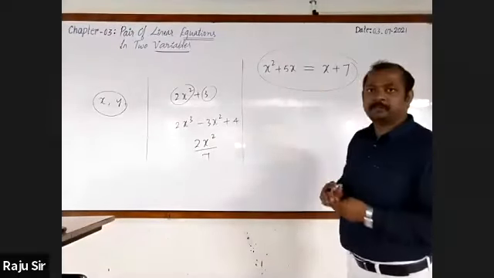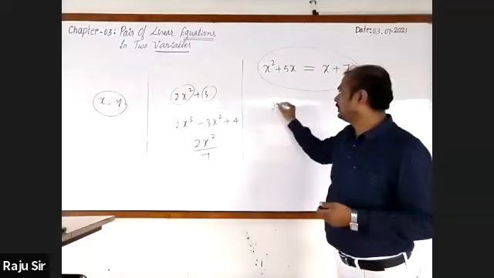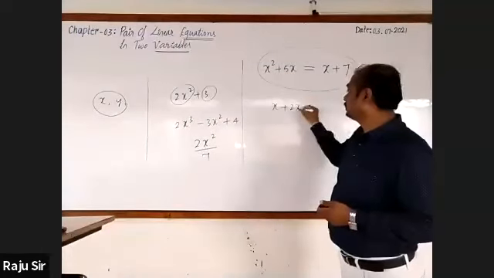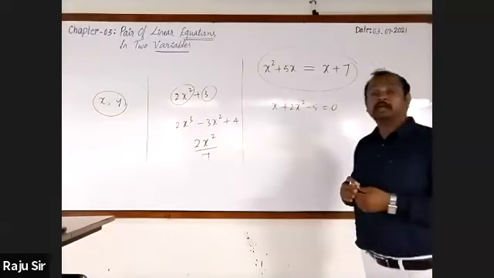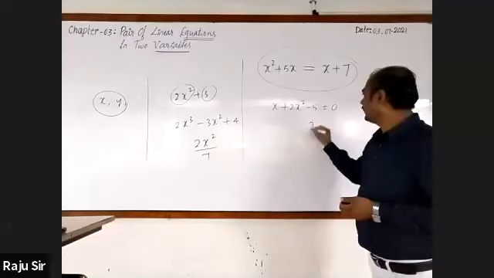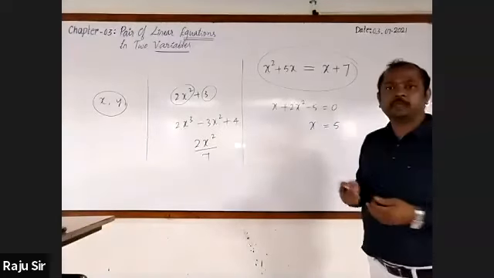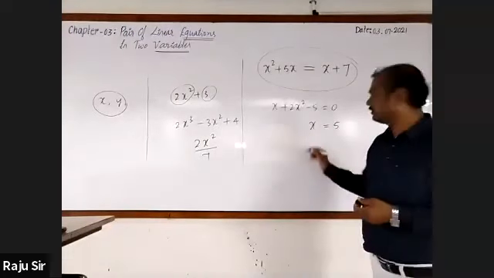This is one example. Let me go for taking another one. It is x square minus 5 is equal to 0. It's also an equation. Then if I write just x equal to 5, it is an equation.